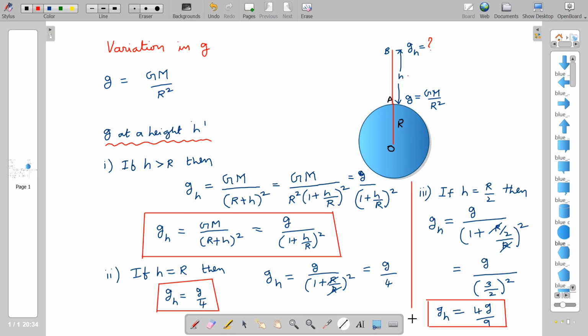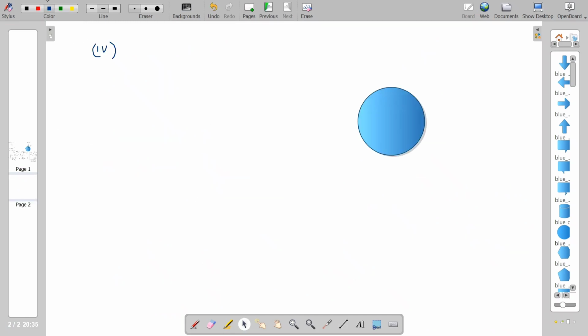Next case, if h much less than R, then what about g at that height h? We will go with the next page. Here, if h much less than R, I will take point B here. Okay, this is point A and this is O. So here I will take the distance of point B from O. Here if you observe, h is much less than R. R is the radius, you know that. If h is much less than R, then what about g at this height h?